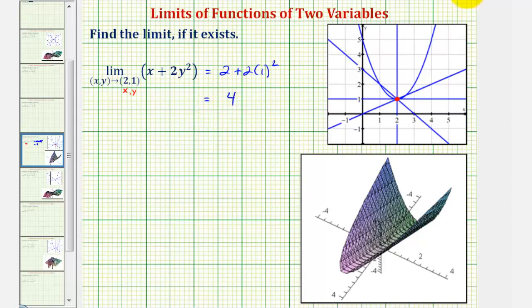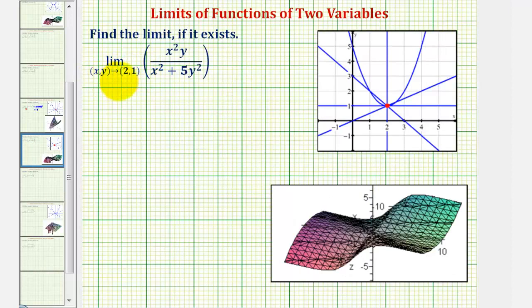Let's look at a second example. Here we have the limit as (x, y) approaches (2, 1) of our rational function here. Notice when x is 2 and y is 1, our function is continuous, which means once again we can perform direct substitution to find this limit.